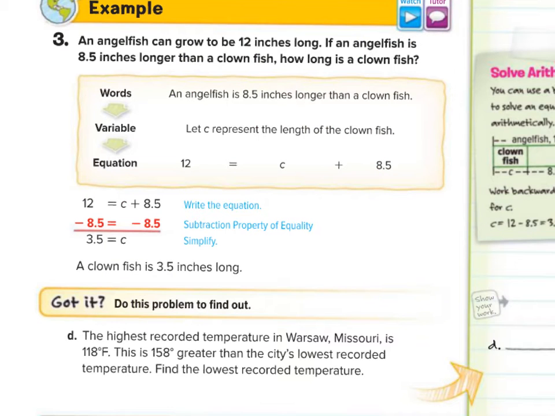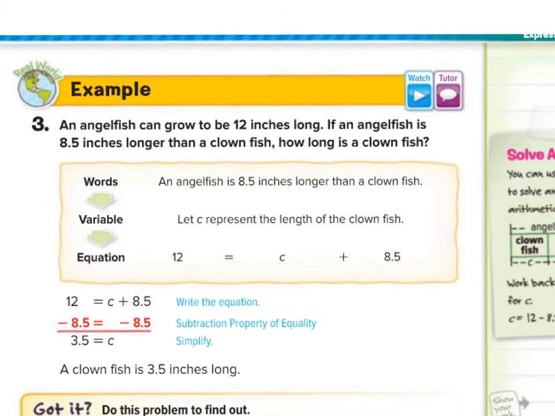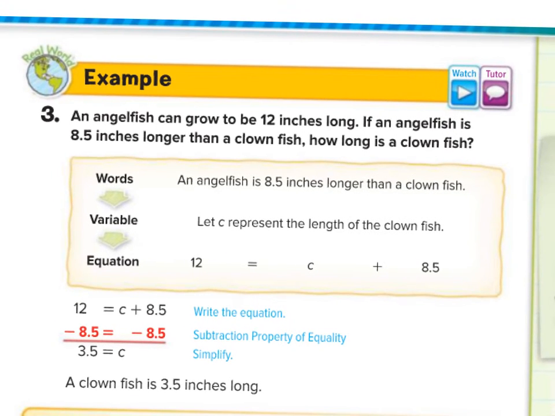Okay, now I think we're ready for a word problem. An angelfish can grow to be 12 inches long, so exactly a foot. If an angelfish is 8.5 inches longer than a clownfish, how long is the clownfish? Okay, so let's read this carefully. We're saying that an angelfish can grow to be 12 inches, so the total is 12 inches. And that 12 inches, let's keep reading.